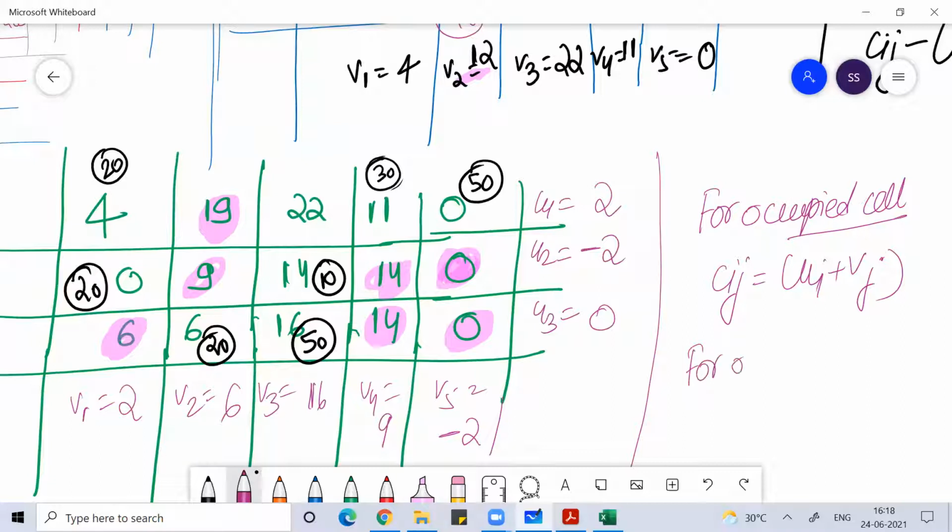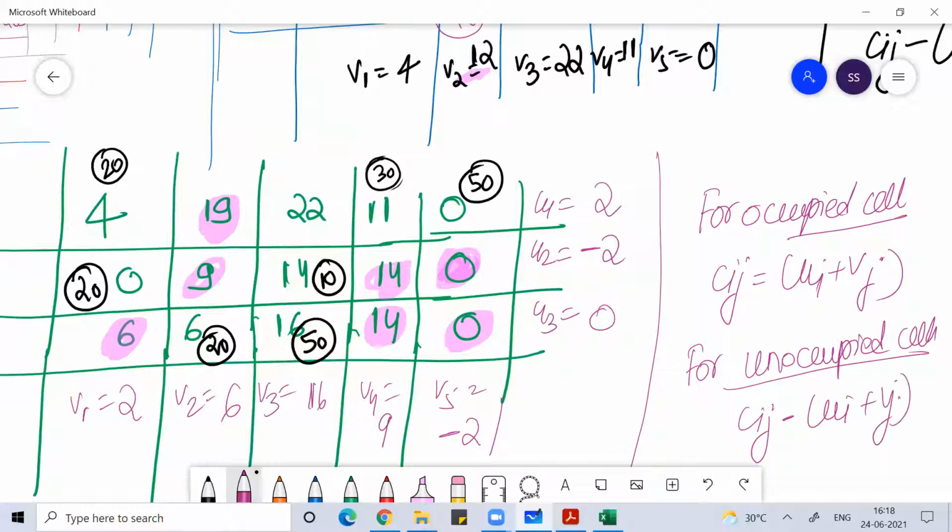For the unoccupied cell, we use the formula called Cij minus Ui plus Vj. Clear, everyone?